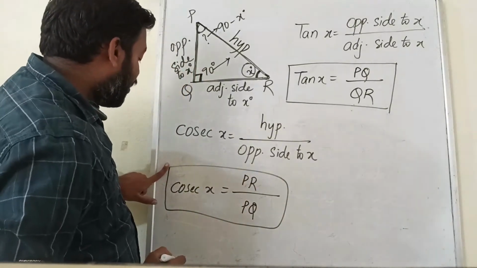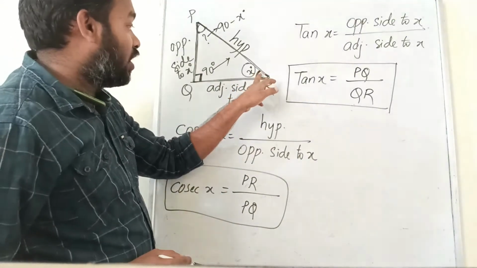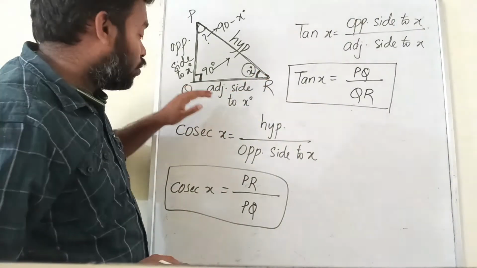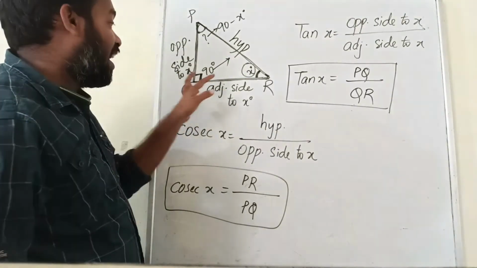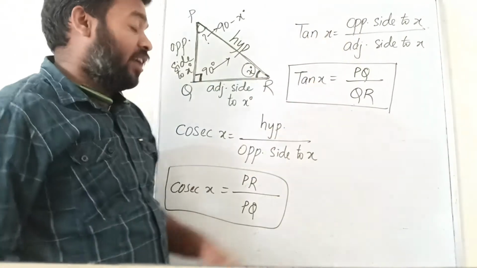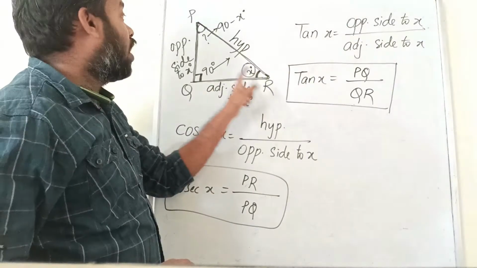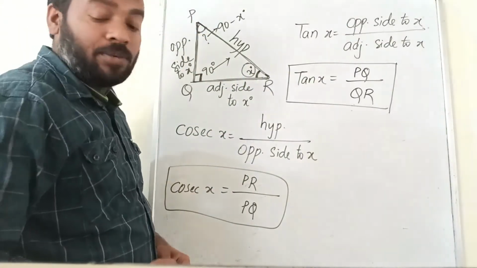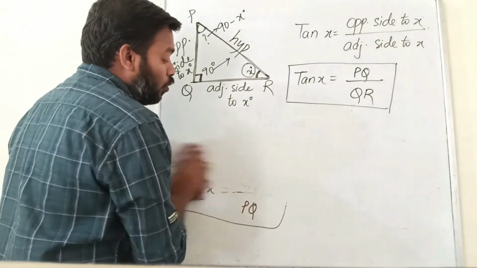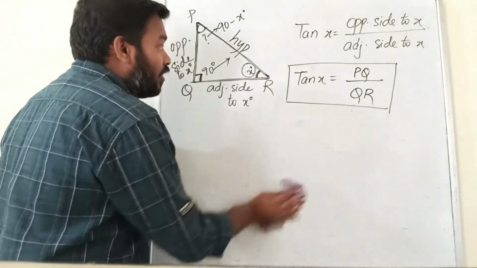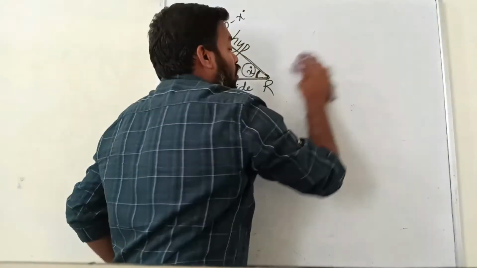We need to determine the opposite side for the specific angle, which we are taking into consideration, and the adjacent side to that particular angle, also the hypotenuse, and we need to substitute these sides wherever we are putting that. That is, opposite side is PQ, adjacent side is QR, hypotenuse is PR. We are substituting those values in these trigonometric ratios. Now we are going for secant x and cot x.